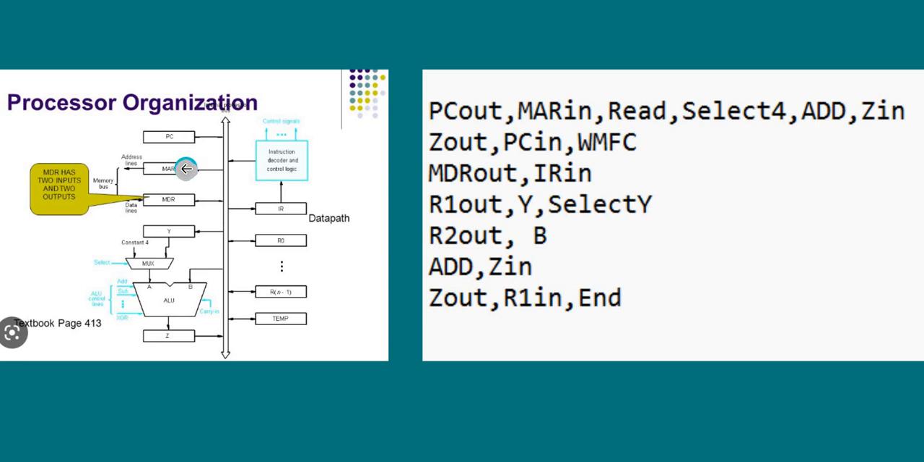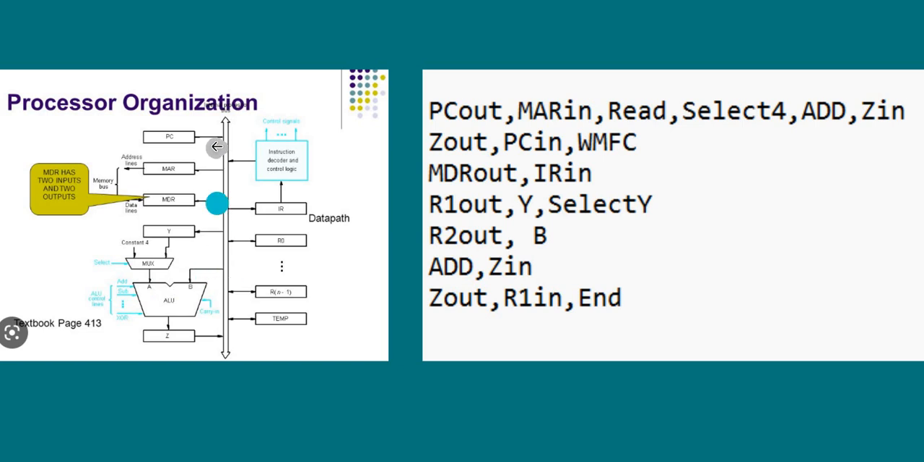Next, while we are waiting for MAR to complete its task, we will take whatever is stored in the program counter register and store it in Y. Now Y is one of the inputs of the multiplexer and the other input is the constant number 4. So these both are the inputs and we have placed the select line at constant 4. So obviously the output A will also be 4.